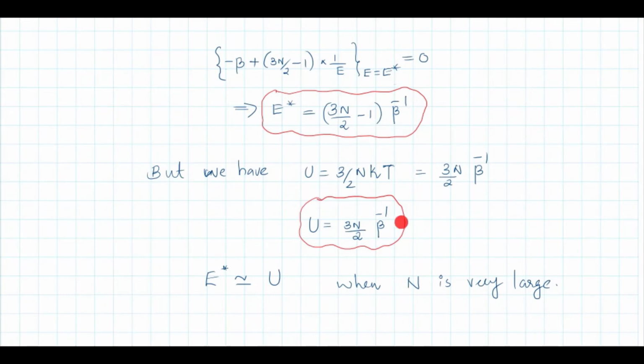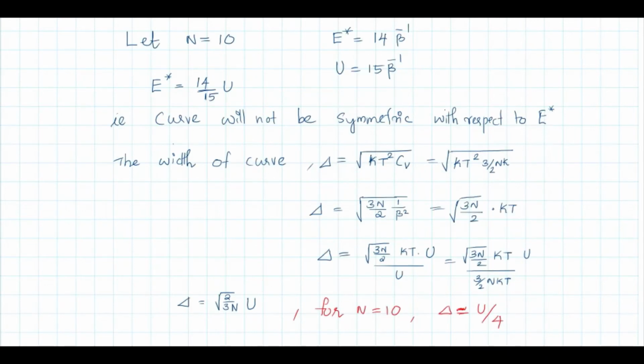Both of these will be identical in the limit n tends to infinity. When n is very large, 3n by 2 minus 1 is approximately 3n by 2. So these two are equal. So E star is approximately U when n is very large. Suppose I take n as 10, a very simple example.